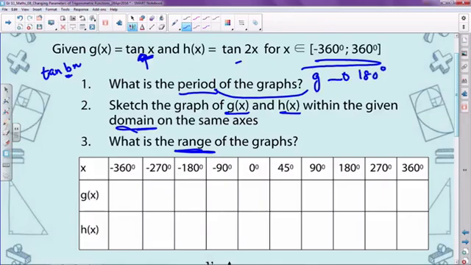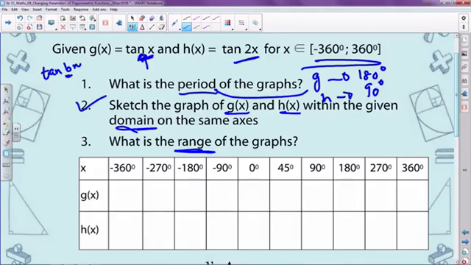And then we come to h. Now we say the period for h will be 180 over b, which is your 2x, so 180 over 2, which gives us 90 degrees. Okay, so the next one is going to repeat every 90 degrees. All right, we will be able to draw the graphs either by using our calculators and so forth.